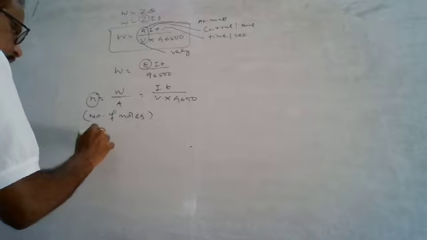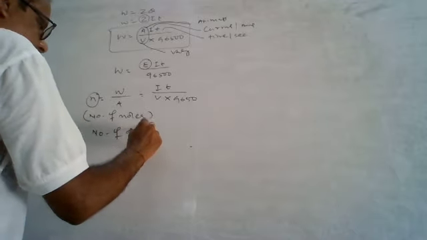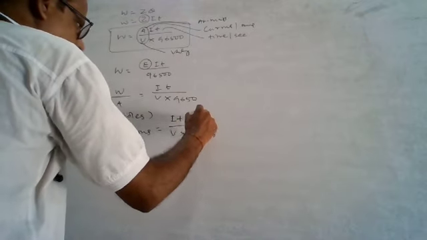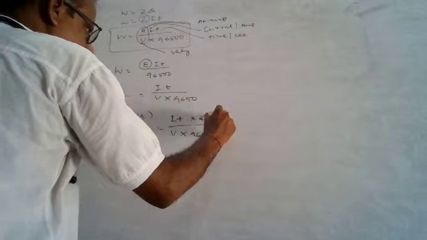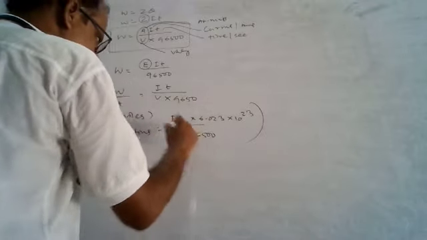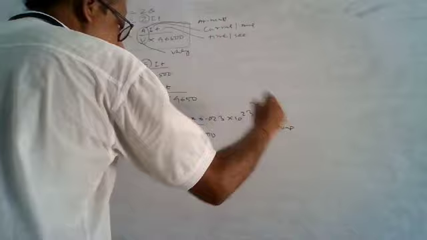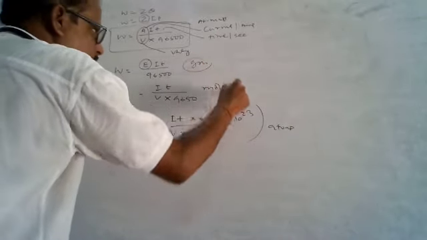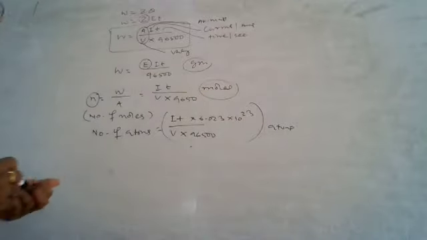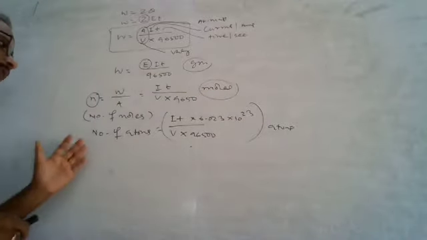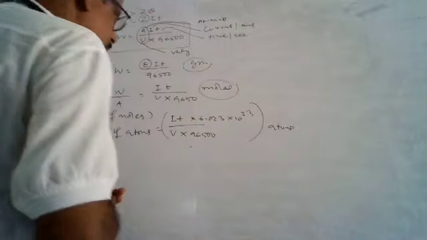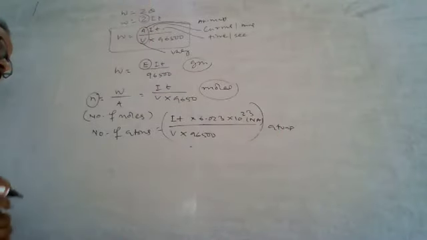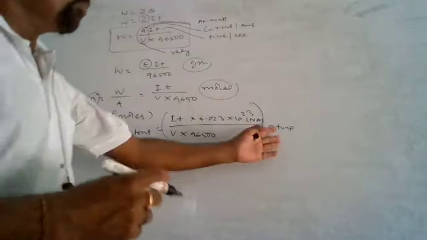Sometimes the number of atoms is required. That will be IT by V into 96500 into Avogadro's number, 6.023 into 10 to the power 23. This way the number of atoms deposited you can calculate. This is the number of moles, this is the grams, and this is the atoms. In place of this we can write Avogadro's number, that is N A.